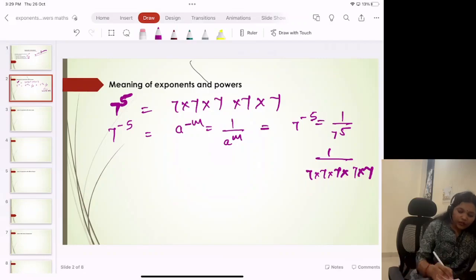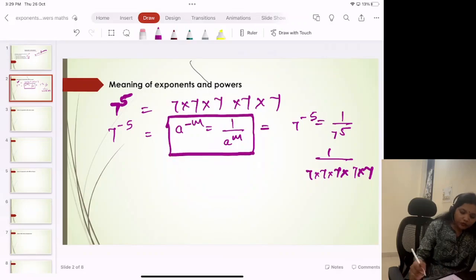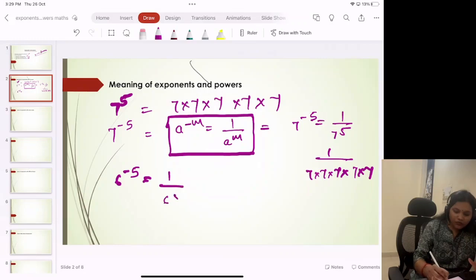And this property works in two ways. How? Let me tell you. Suppose I say 6 to the power 5. If you want to write it in reciprocal form, then it will be 1 upon 6 to the power 5, right? Suppose I say 1 upon 6 to the power 7, right, minus 7, write it in positive. Then when this term goes up, the sign of the power changes, so it will be 6 to the power 7.